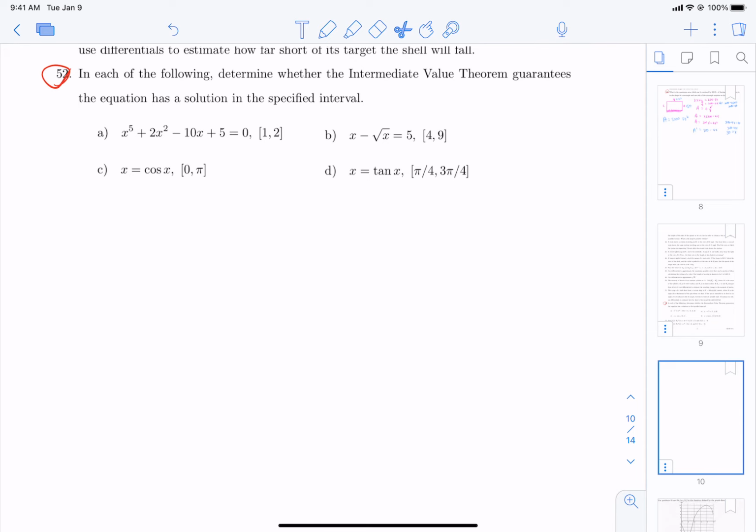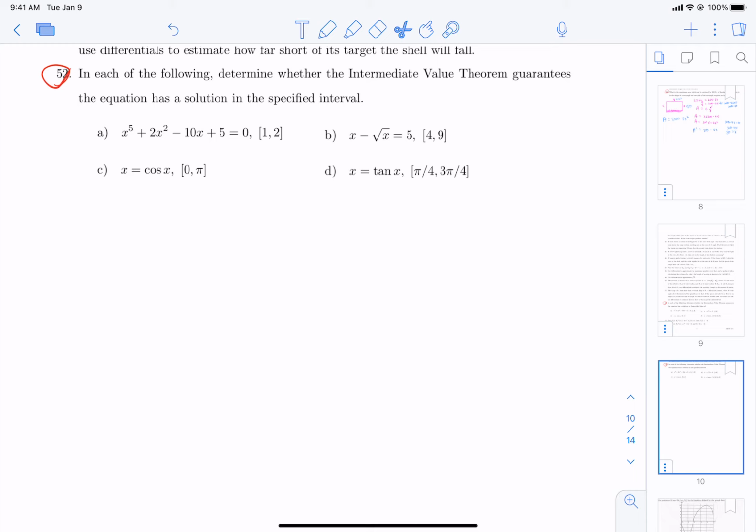Okay, so it says, in each of the following, determine whether the intermediate value theorem guarantees a solution to the equation in the specified interval. The intermediate value theorem guarantees a solution if the function is continuous on that interval, and when you plug in one end of the interval it's negative, and the other end is positive, or vice versa. That's all you have to check. There are no derivatives you have to do. And when you guys miss these problems, I'm always like, oh, but this is an easy one.